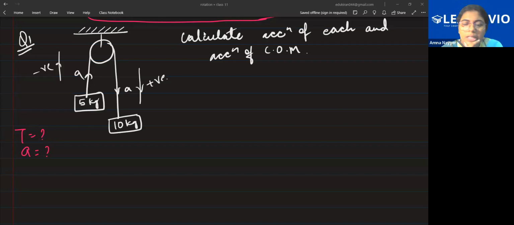And one more revision class series is going to start where I'll be starting from motion in a straight line, but that will be in another batch. So all those who are interested and available and want to revise, 1 by 3g. 1 by 3 into g.